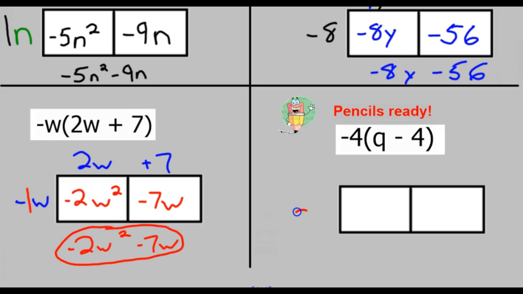Okay, here I have negative 4 and q minus 4. Negative 4 times 1q gives me negative 4q. Negative 4 times negative 4 gives me a positive 16. Two negatives make a positive. So my last answer is negative 4q plus 16.